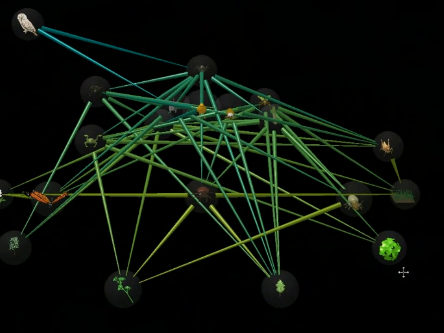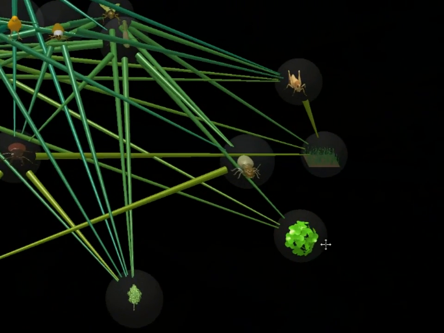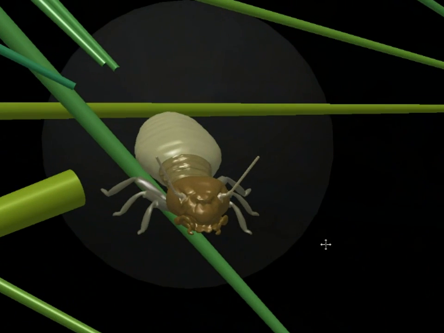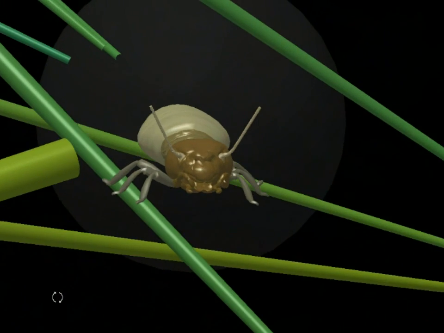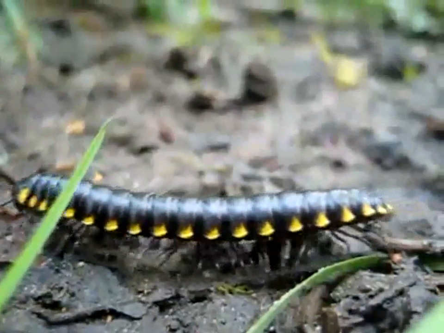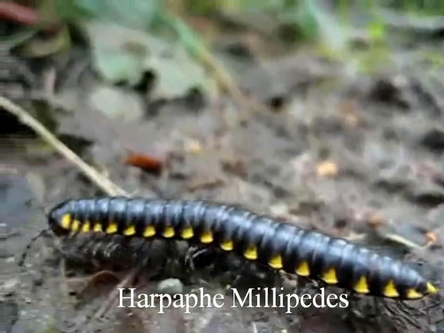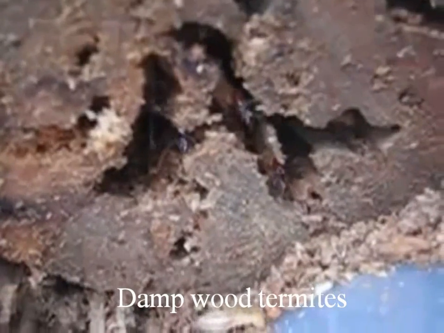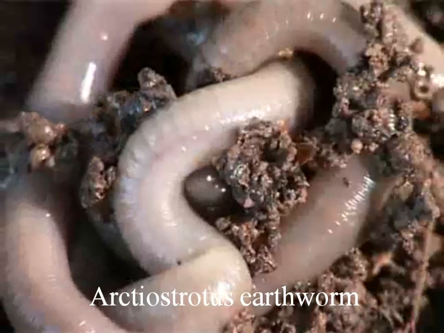Now let's take a closer look at just one trophic level to better understand just how complex these relationships are. In forests, many primary consumers eat leaves, roots, and other biomass after it has died. We call these consumers decomposers because they break down dead plant biomass into nutrients such as nitrogen and phosphorus that the plants need to grow. These decomposers include leaf shredders, such as Harpaphe millipedes and penknife mites. There are other decomposers that eat dead logs, including dampwood termites, Ligidium sowbugs, and Arctostrotus earthworms.